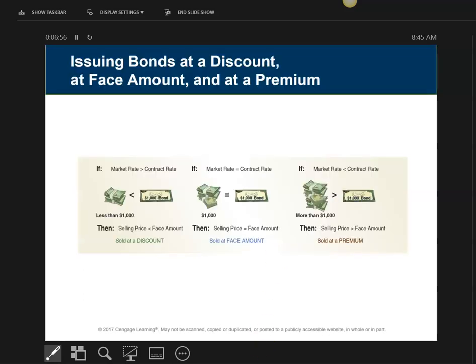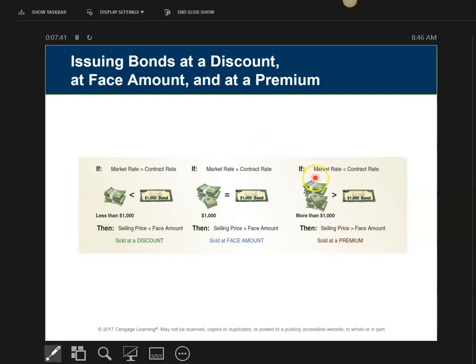So here's what you absolutely need to know. When market rate is greater than contract rate, then I sell at a discount. Let me explain that. Contract rate is what I'm offering you. Market rate is what other people will offer you. So my $1,000 bond, I will actually sell to you at less than $1,000, and that's considered a discount, because you can get a better rate of return from other people at the market rate. If market rate equals contract rate, then I sell for the $1,000 or face value.